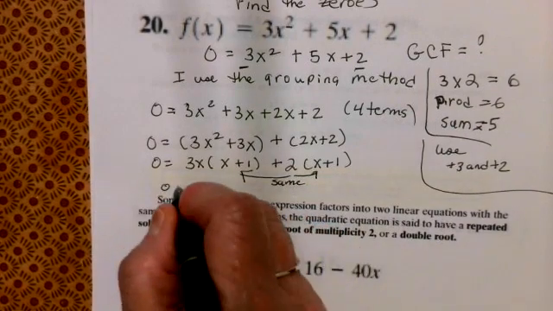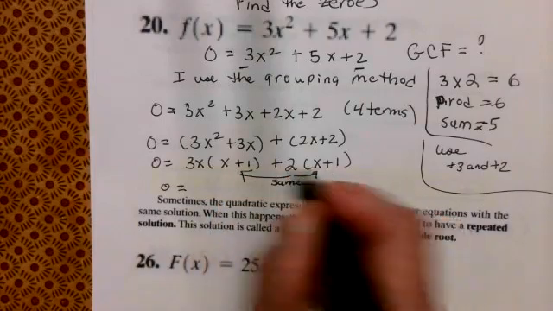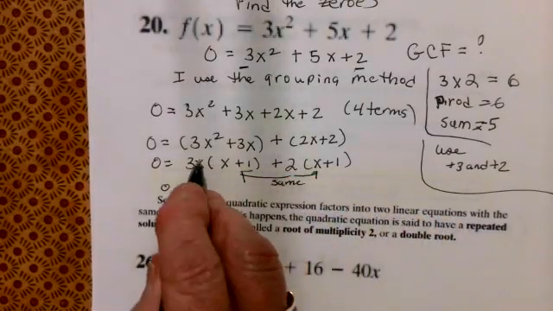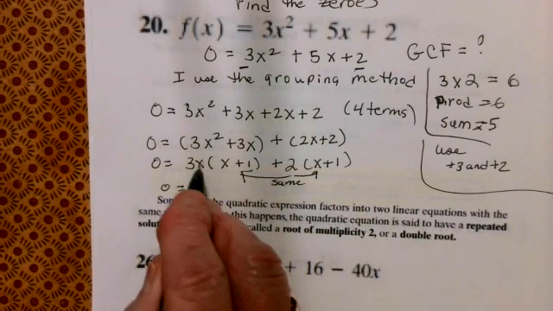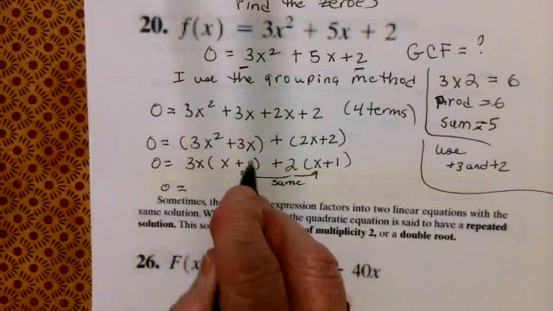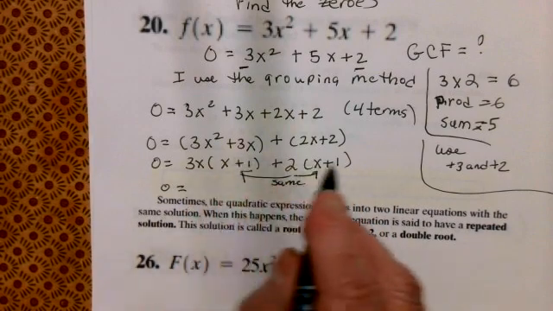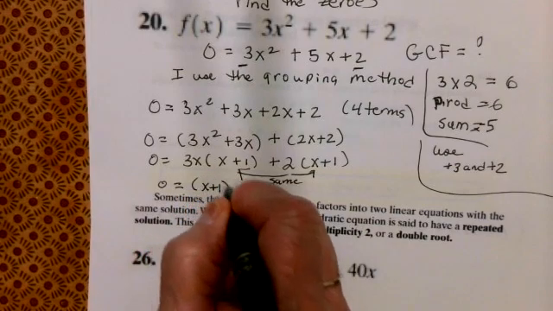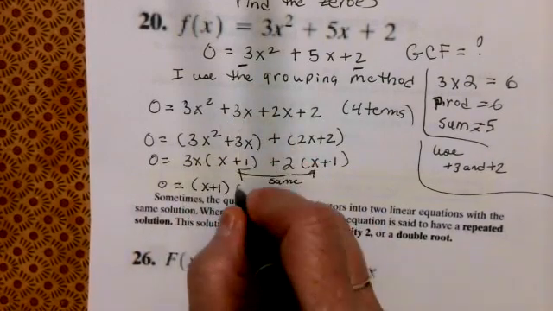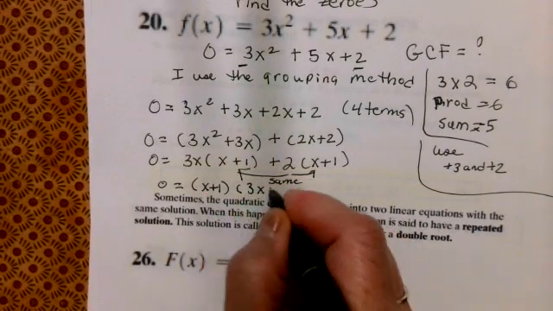Then you actually factor out this common factor. When you're multiplying things together, they're called factors. So we're multiplying a 3x times an x plus 1, and 2 times an x plus 1. The x plus 1 is a common factor of each of these terms. So I'm going to factor it out, and then what I have left is a 3x plus 2.